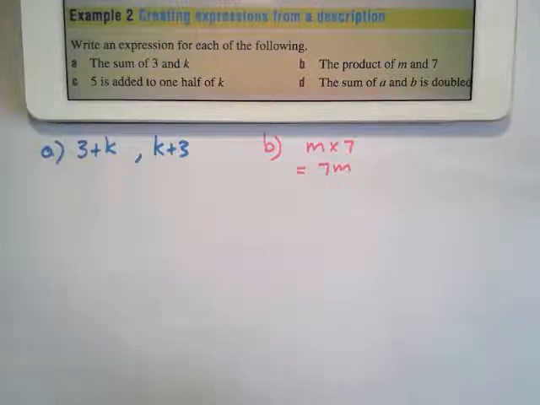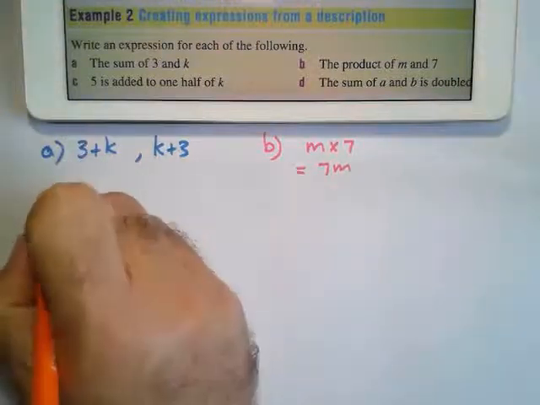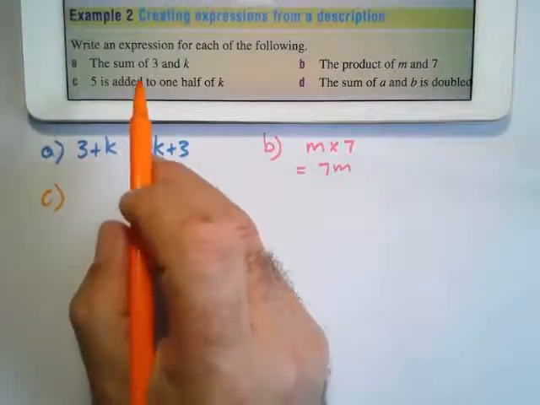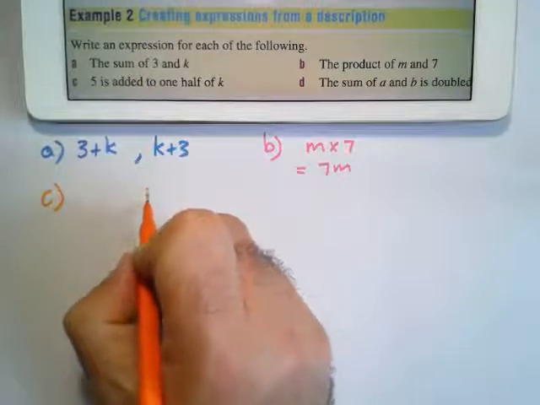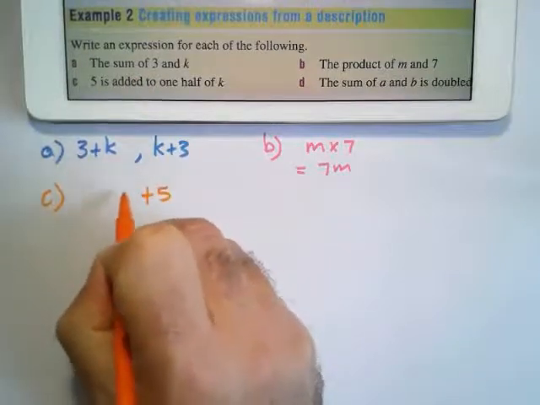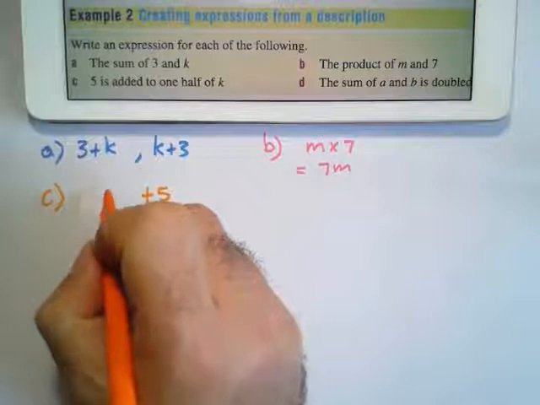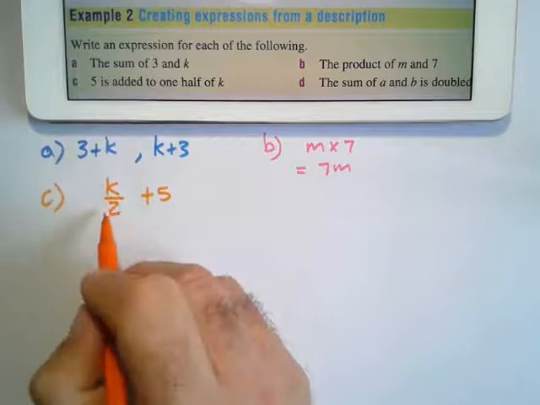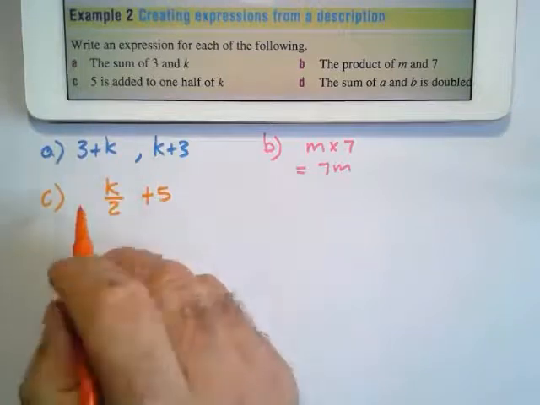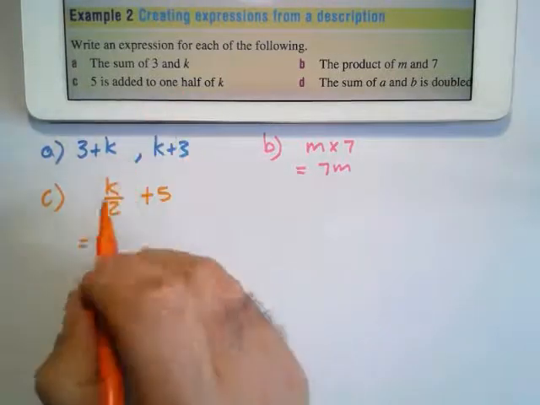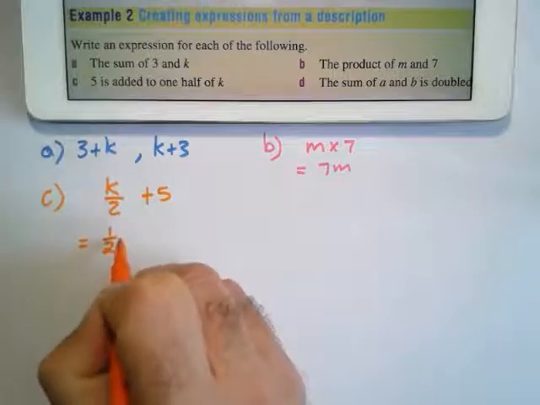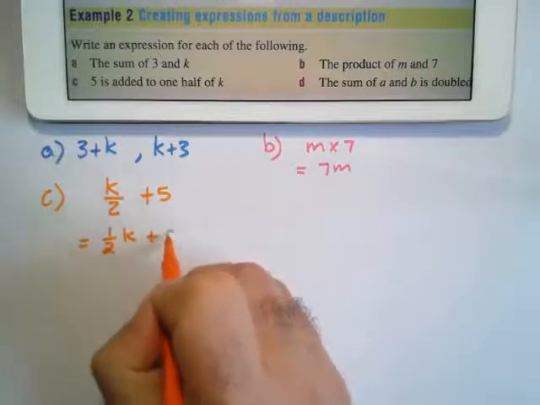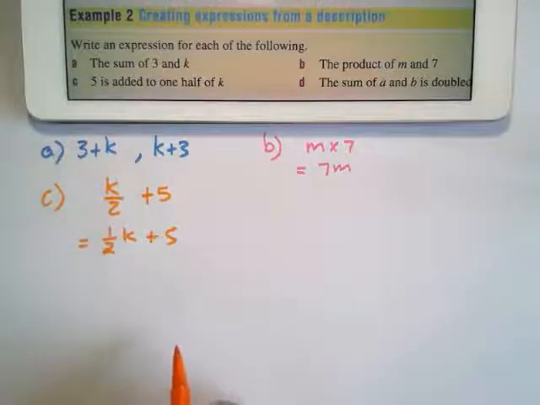In C they ask: 5 is added to 1/2 of k. So I have to add 5 to what? To 1/2 of k. So k divided by 2 will be 1/2 of k, plus 5. Now please make sure that you understand this. 1/2 of means 1/2 k plus 5. Those two things are exactly the same.